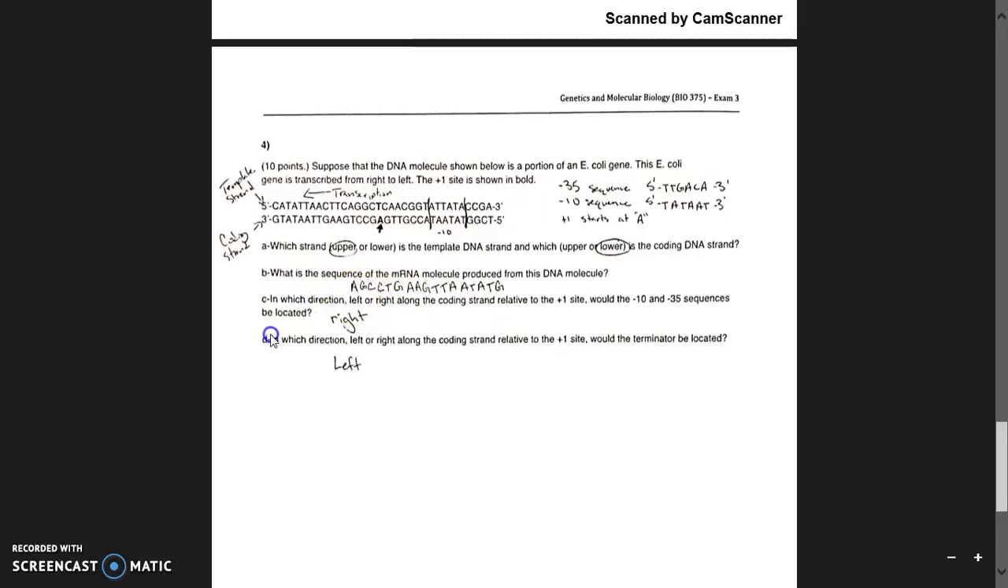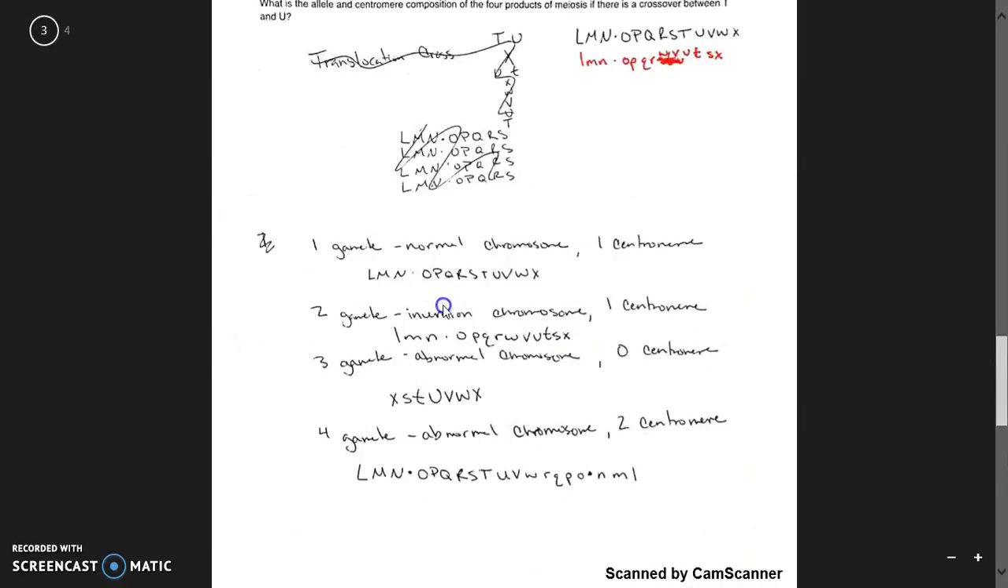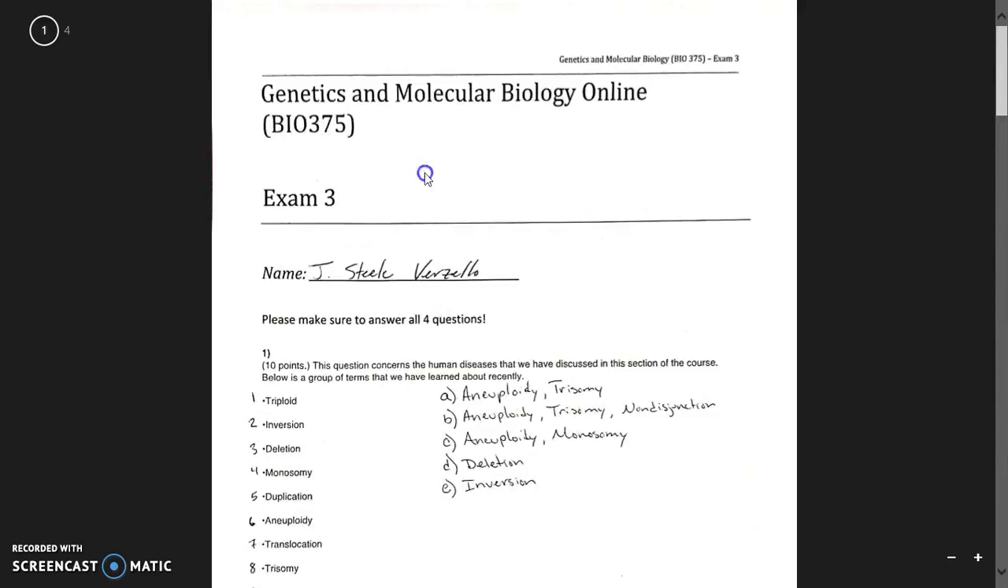And then in which direction, left or right, along the coding strand relative to the +1 site would the -10 and -35 sequences be located? And I put on the right because I only saw the -10. I didn't see the -35, and I just figured that with typical sequences it's further along to the right. In which direction, left or right, along the coding strand relative to the +1 site, which is our A right here, would the terminator be located? And since we're transcribing right to left, our terminator, it would make sense that it would be on the left side over here somewhere. So those are the answers that I got for Exam 3 written part.